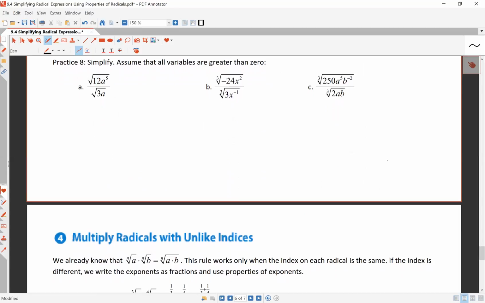We have the square root over the square root, so we make 1 square root. 12 divided by 3 is 4. A to the 5th divided by a is a to the 4th. Square root of 4 is 2. Square root of a to the 4th is a squared.